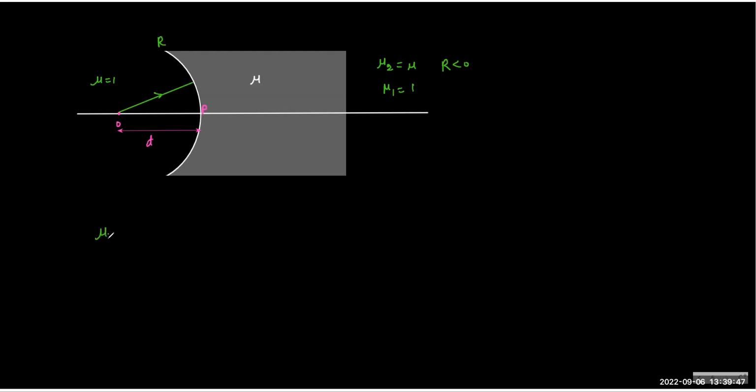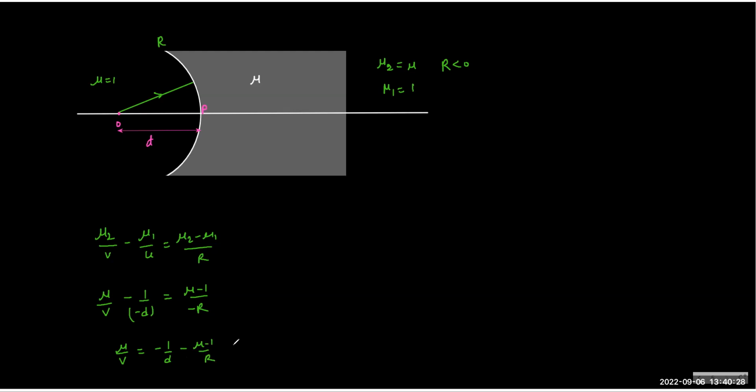So let's write the formula: mu2 by v minus mu1 by u equals to second minus first upon R. I hope this is clear. Yes. So let's substitute the values: mu by V, I don't know about the V, I will not comment, 1 by minus D, mu2 minus 1 by minus R. I hope this is clear. So mu by V is minus 1 by D, and this is minus mu minus 1 by R.